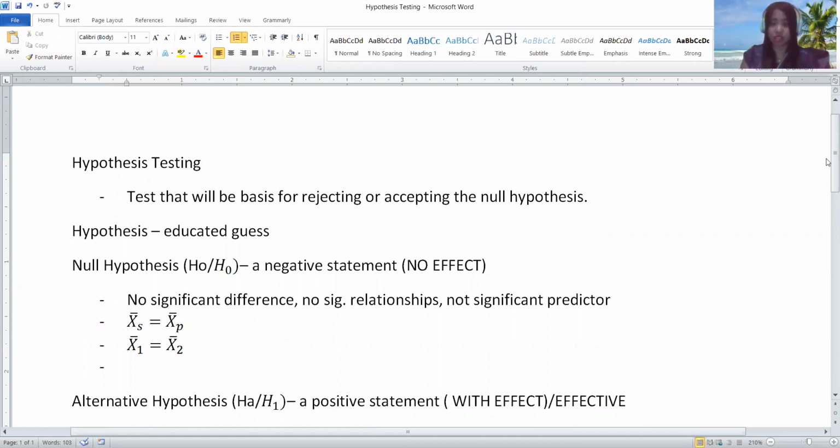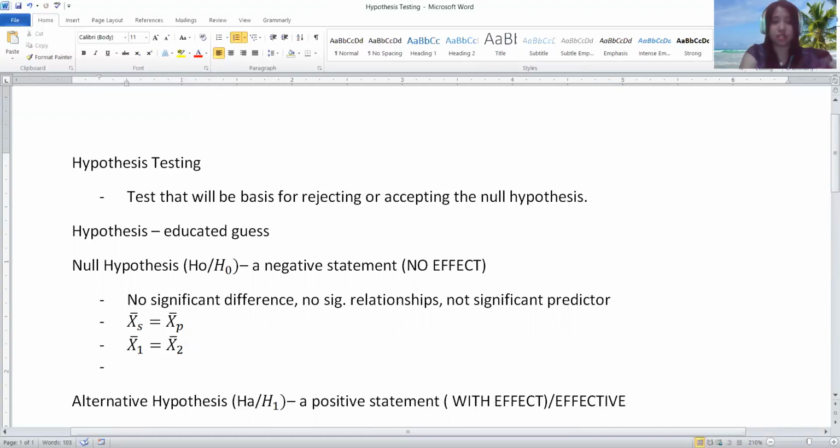But what is a hypothesis? In elementary years in science subjects, we are given a definition of hypothesis as an educated guess. And we do actually have two types of hypothesis, the null hypothesis and the alternative hypothesis. So how do these two differ?